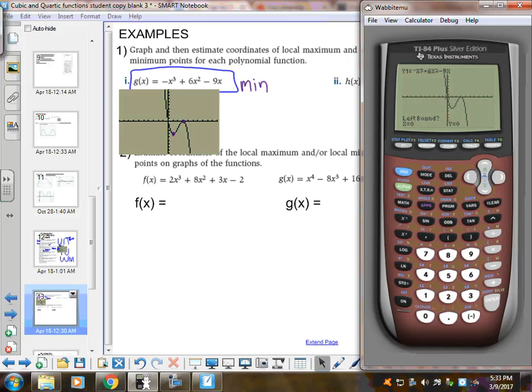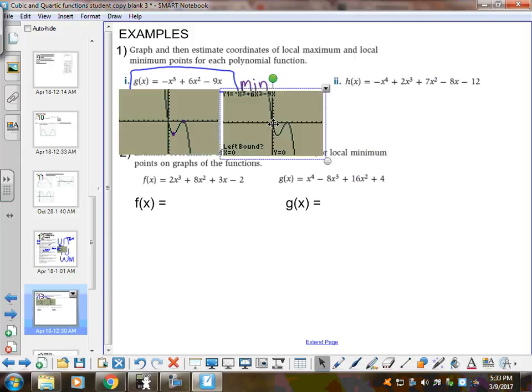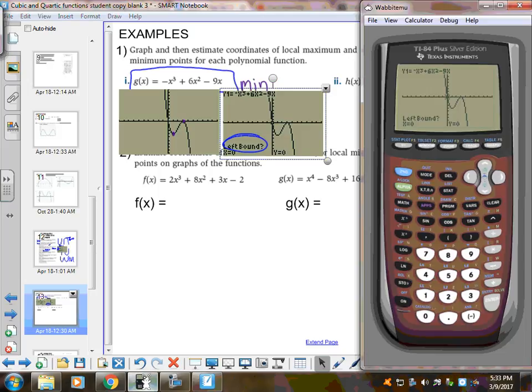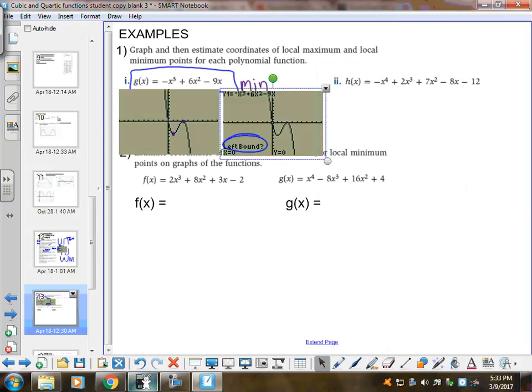Okay, it says left bound right here. Does everybody see that? Left bound. All right, so we've got to be left bound of the point. So our minimum is here. So I want to be left of it. My blinking cursor has to be left of it. And then when I say right of it, I'm going to move it to the right of it. Okay, so I got to set a boundary, left bound, right bound. And then the point will be in the middle of that.